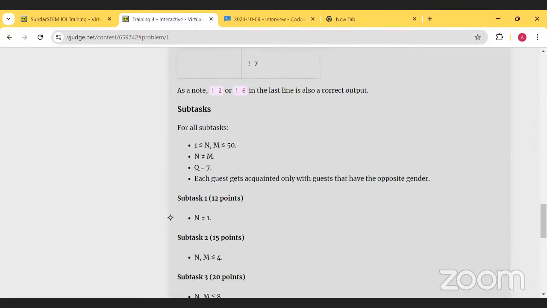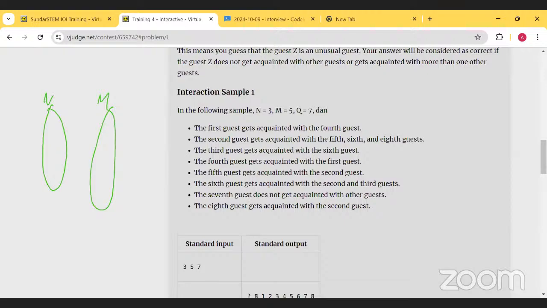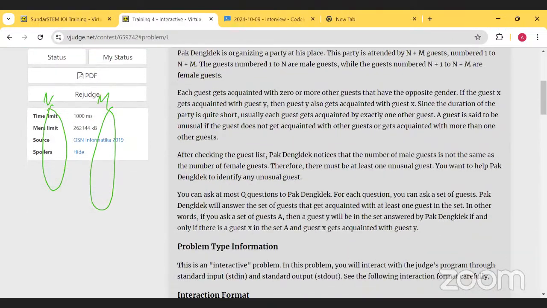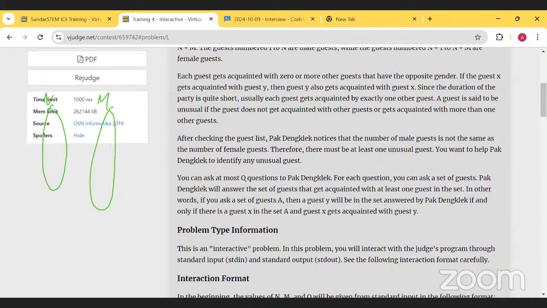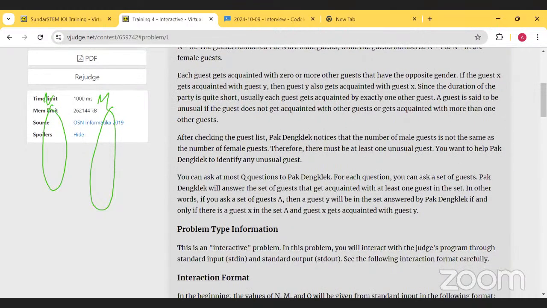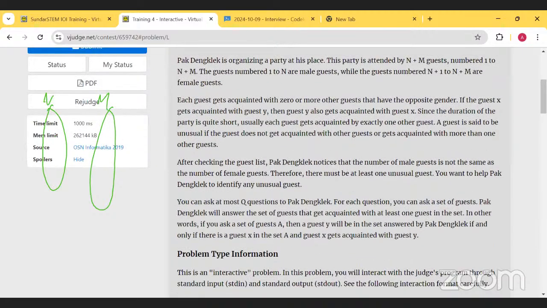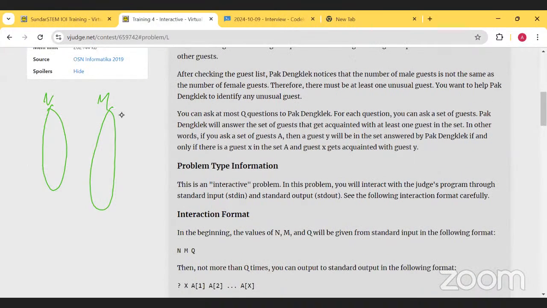So basically the problem is like this. There are N male and M female, and then we want to find a case that gets acquaintance with 0 or more than 1, not exactly 1 like this. Actually, we can just do like this.